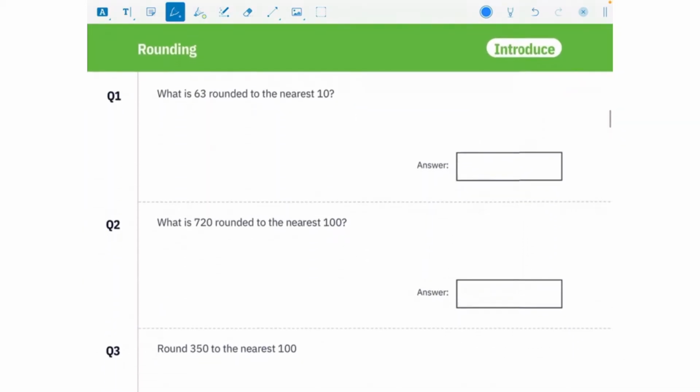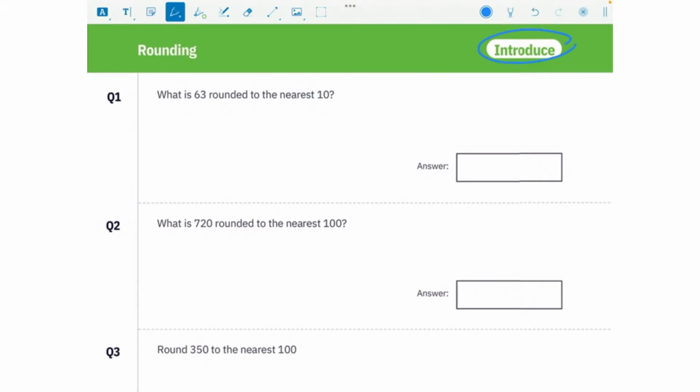Okay, we're now on to rounding. So we're introducing rounding here. These are the easiest questions of this topic. What is 63 rounded to the nearest 10? So when we round, we're rounding to the nearest 10. We look at the tens column and we always check the next column over. The next column over is the ones column in this case, and it's a 3. Now 5 and above, we round up, and 4 and below, we round down. So 63, the 3 tells us to round down, so that rounds to 60.